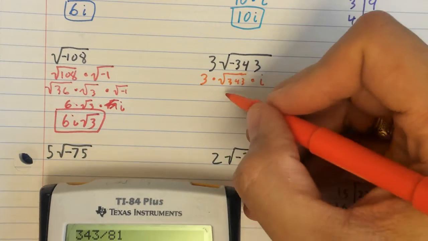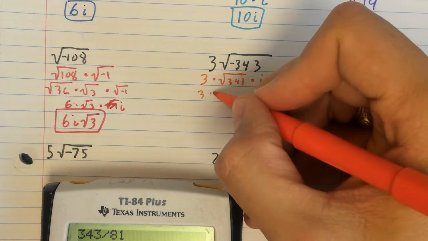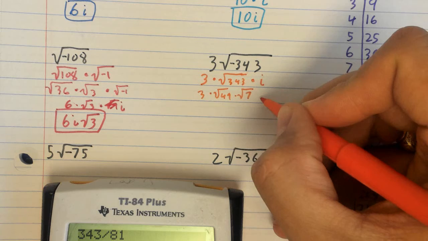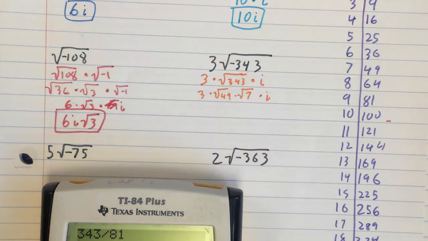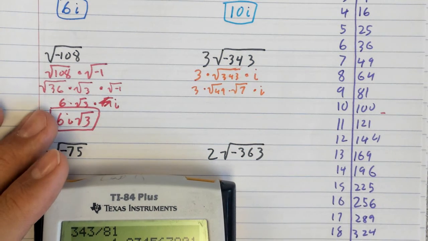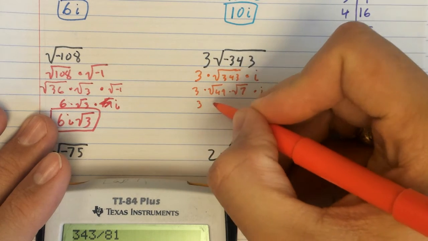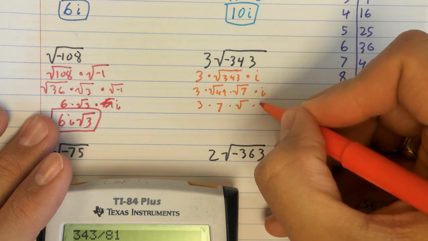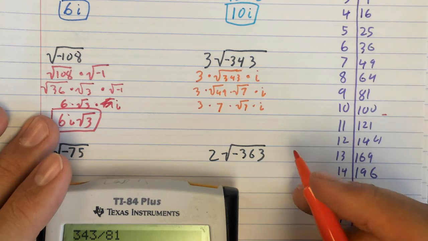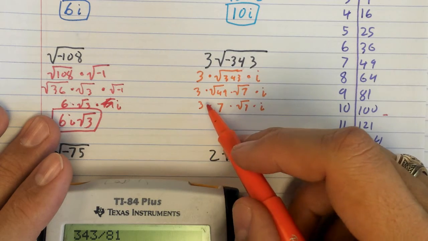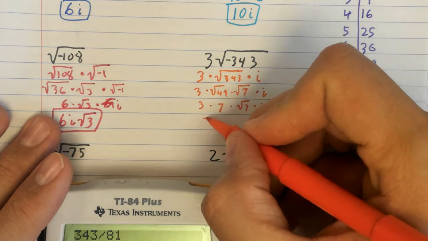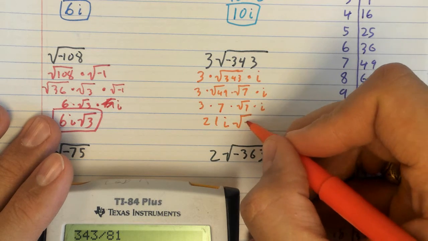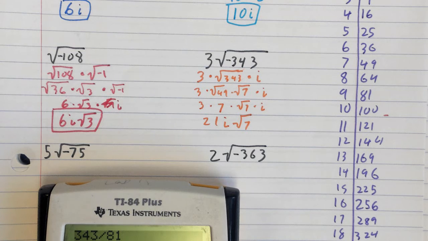So we have 3 times the square root of 49 times the square root of 7, and we still have the i at the end. 3 times 7 times the square root of 7 times i. 3 times 7 is 21. Let's go ahead and move that i in front of the square root and finish off with that 7.